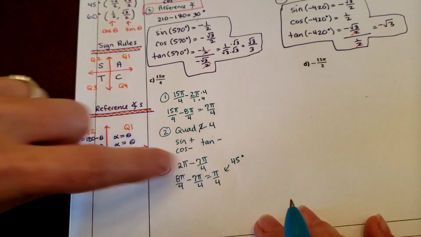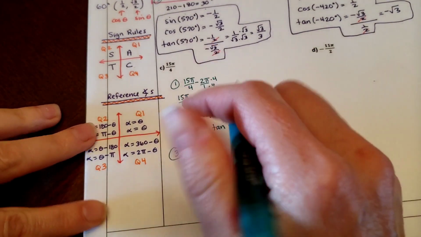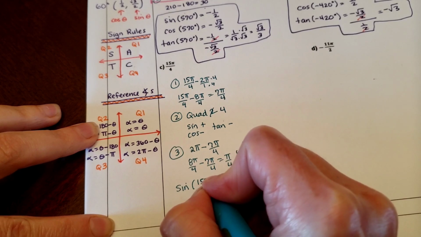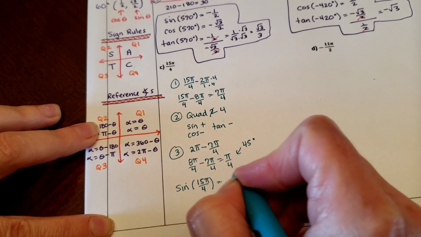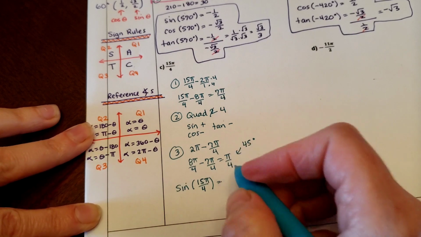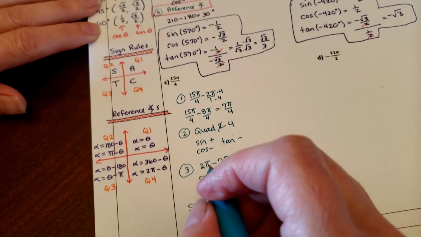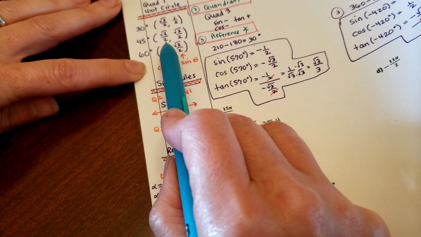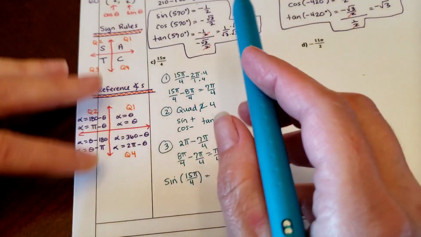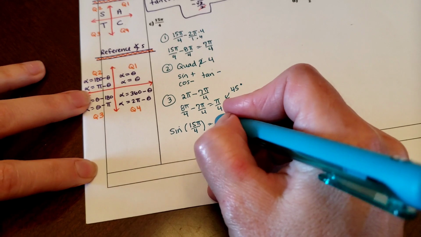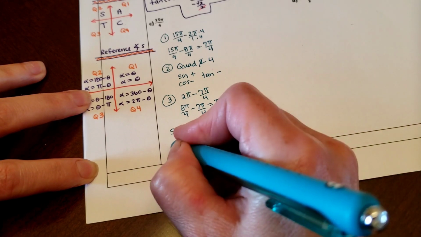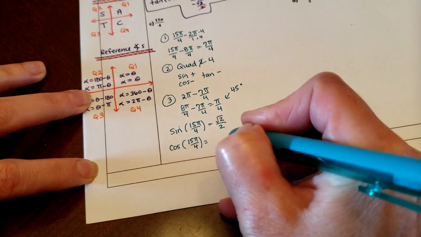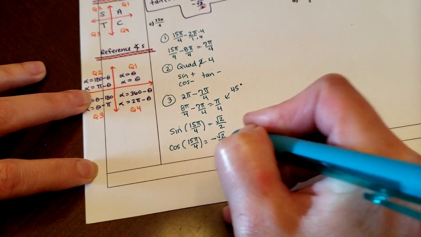So knowing that we're doing a 45-degree angle, so we have sine of 15 pi over 4. And we said sine is positive. 45 degrees, so if you go up here, 45 is the easiest one. It's my favorite because it's the same. Rad 2 over 2 for both sine and cosine. Sorry about the blurriness. So rad 2 over 2. Cosine of 15 pi over 4 is going to be a negative rad 2 over 2.